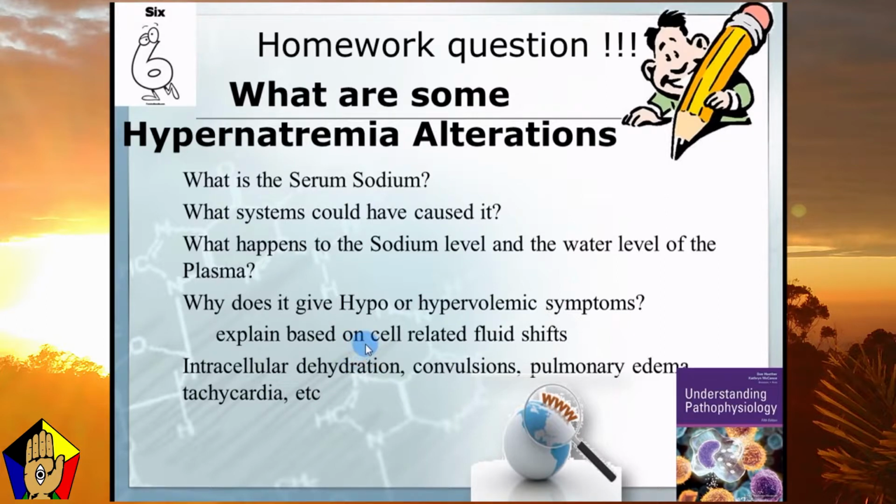And then, oops, I kind of slipped and put some things in here. Here are some other symptoms you could expect. So intracellular dehydration, some convulsions, pulmonary edema. So when you think about hypernatremia, why would it cause convulsions? So convulsions are typically caused by overfiring of neurons, right? So why would that happen? Right? Pause it and then come back when you're done.